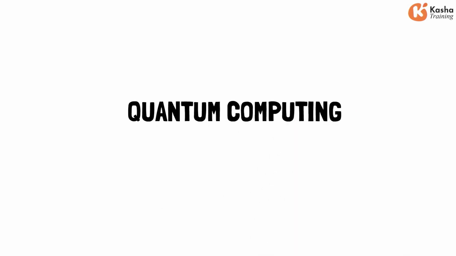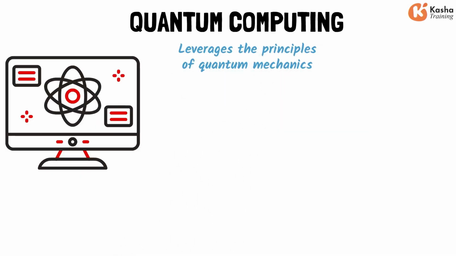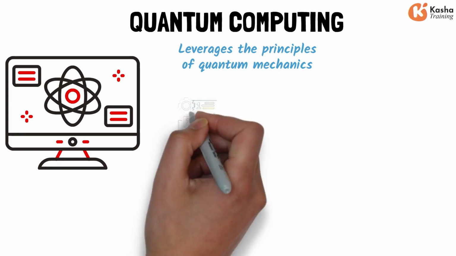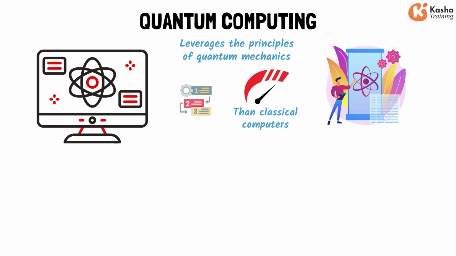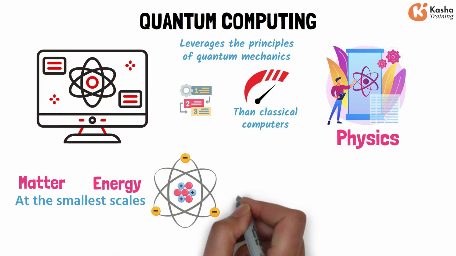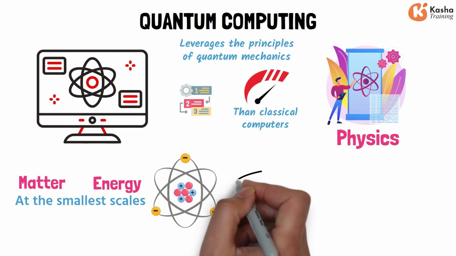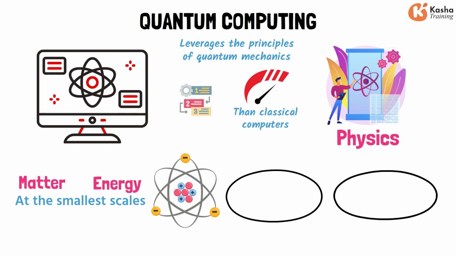Quantum computing is a type of computing technology that leverages the principles of quantum mechanics to perform certain types of computations much faster than classical computers. Quantum mechanics is a branch of physics that describes the behavior of matter and energy at the smallest scales, such as atoms and subatomic particles. Some of the key principles of quantum mechanics that are relevant to quantum computing include superposition and entanglement.